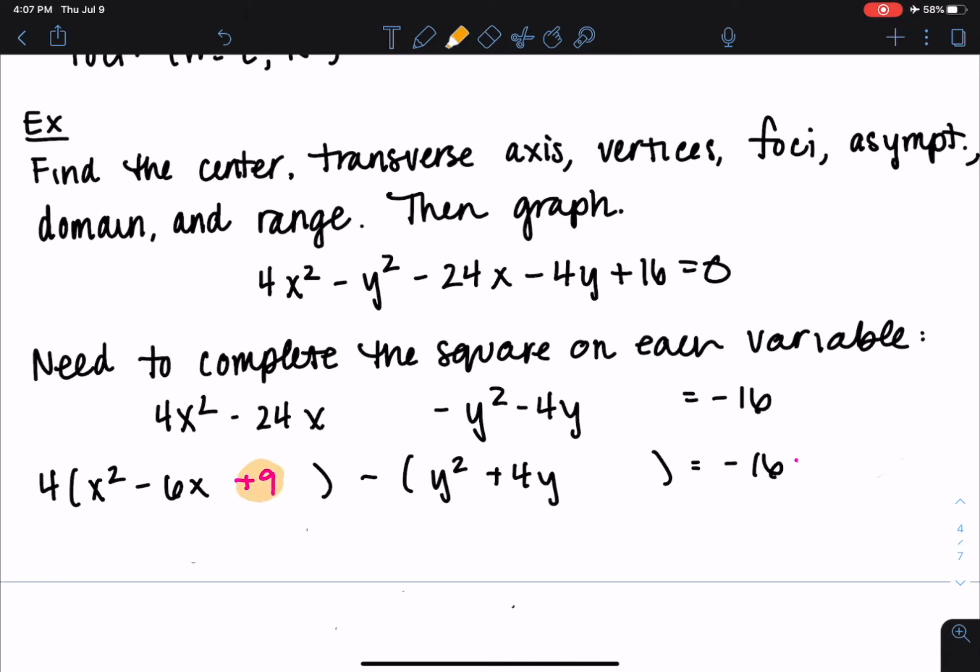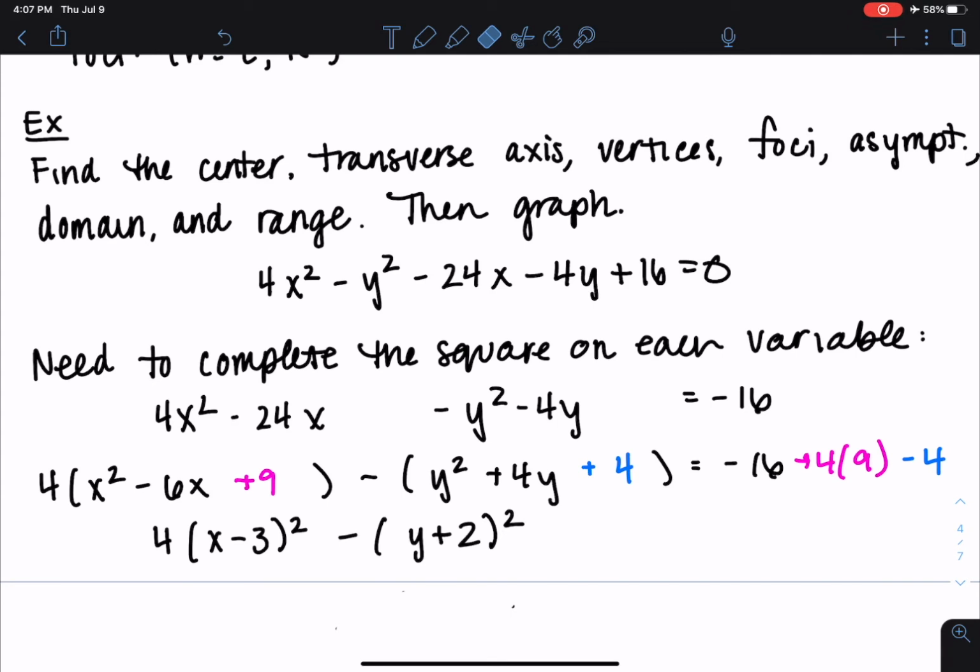But I really didn't just add 9. I added 4 times 9. So on the right-hand side, we're going to add 4 times 9. For the y's, you need to add a 4 in here. But again, you didn't add 4. You really added negative 1 times 4. So on the right-hand side, we'll subtract 4. So this gives us the equation 4 times x minus 3 squared minus y plus 2 squared equals positive 16.